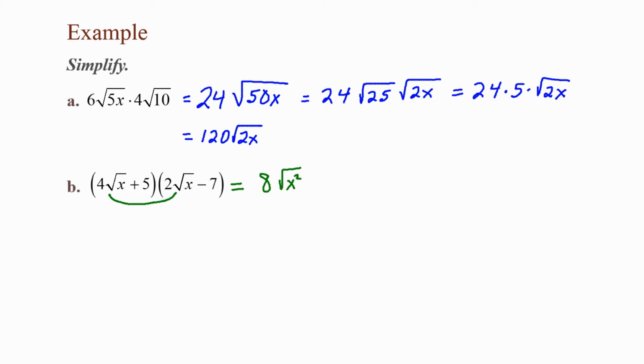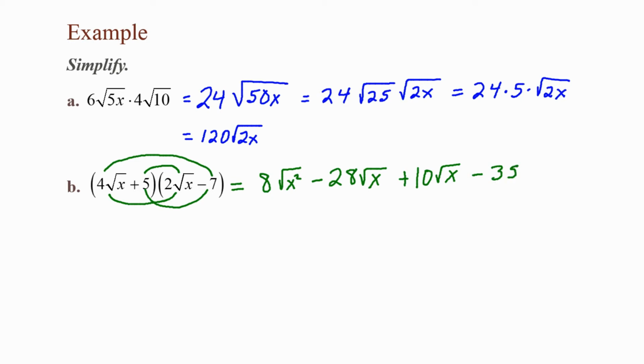Then I want to multiply 4 square root of x times negative 7. 4 times 7 is 28, so I have minus 28 square root of x. Then I want to multiply 5 times 2 square root of x. 5 times 2 is 10, so I have plus 10 square root of x. And then I multiply 5 times negative 7, which gives me negative 35.